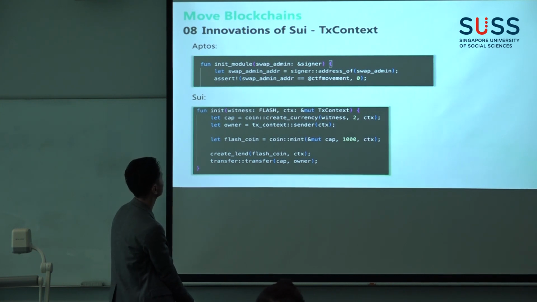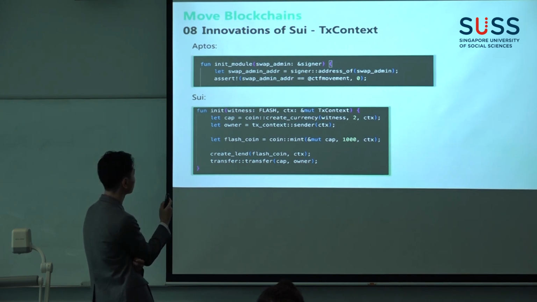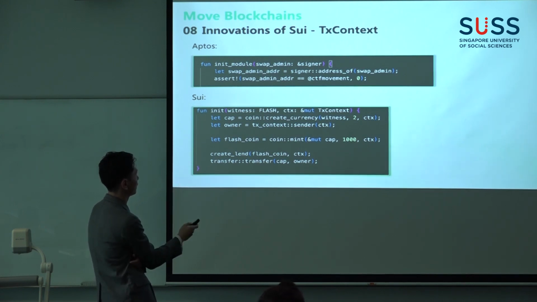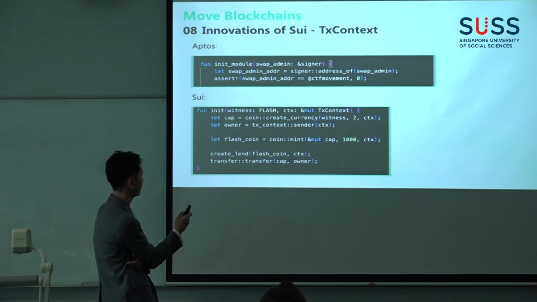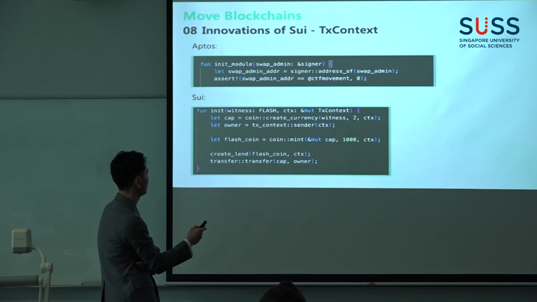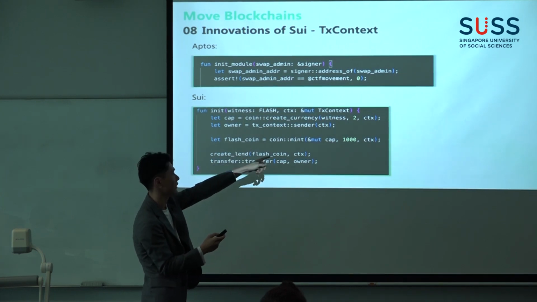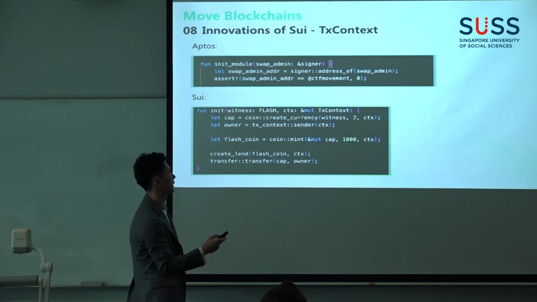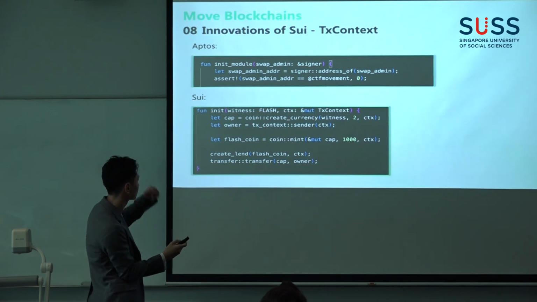The transaction context can also be used in the initialization process. In Aptos, we use the signer as the verification that it is indeed initiated by the owner. In Sui, for example, the owner is derived from the transaction context. There's a sender function under the transaction context, and it takes in the current context and outputs the owner address.